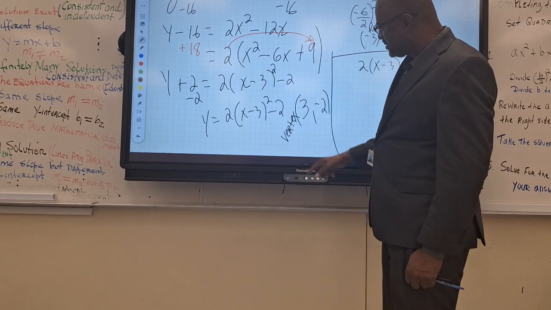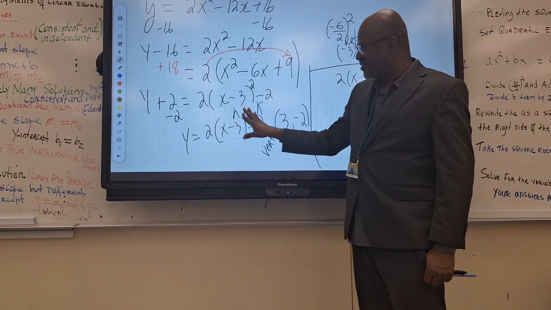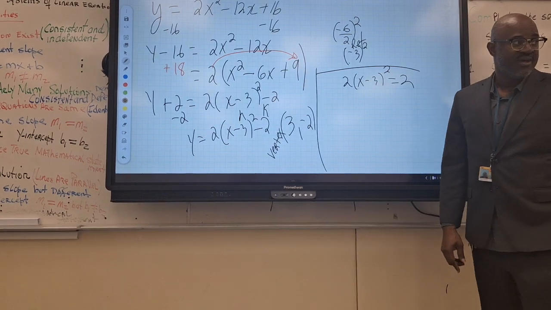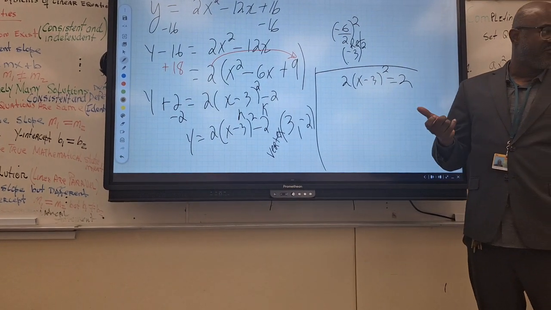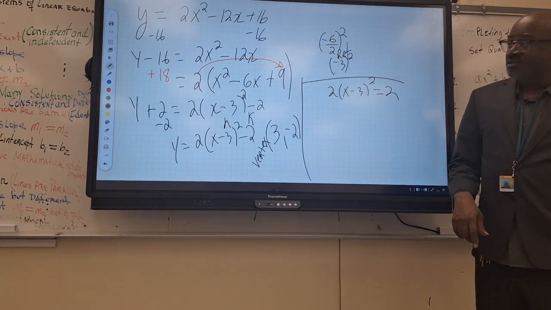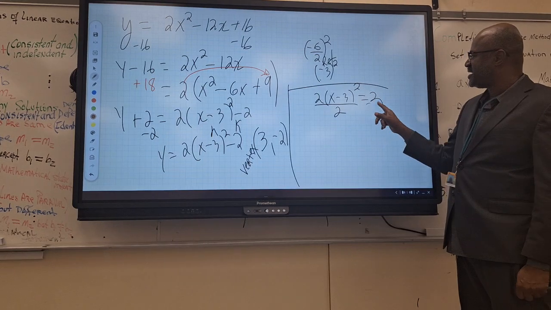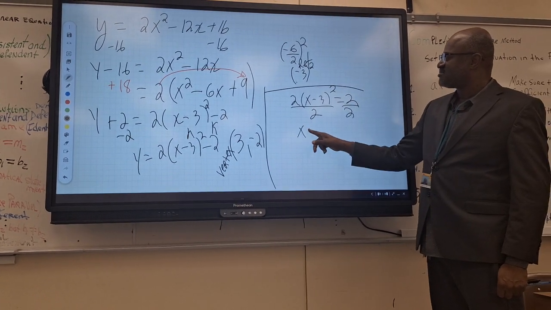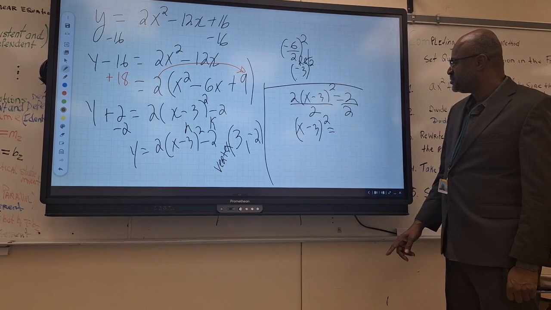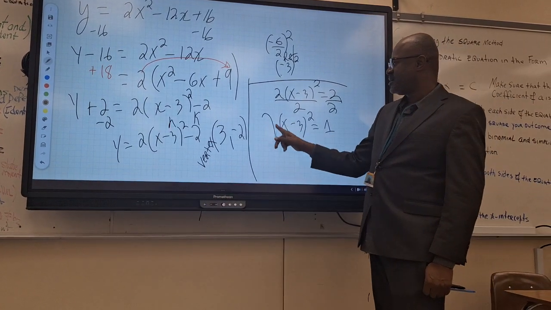The vertex is your h, k. Whatever is inside the parentheses, you always take the opposite of what is next to the x term. If it's positive, you switch the sign. If it's negative, you switch the sign. You always take the opposite of it. So in this case, we're going to solve for x, dividing by 2 on each side. Then you'll have x minus 3 squared equals 2 over 2, which is 1.